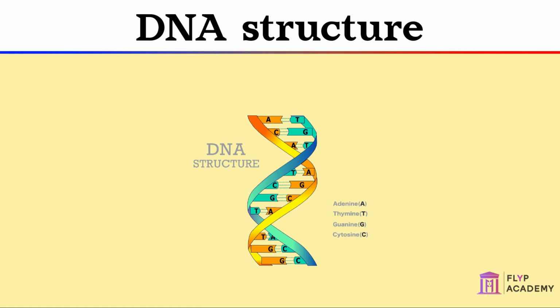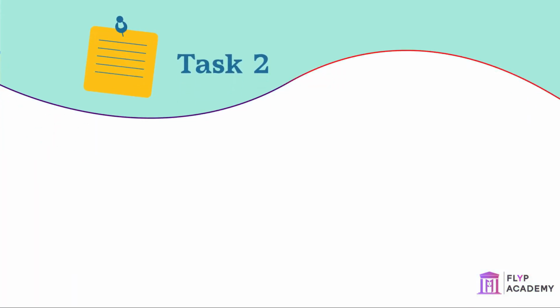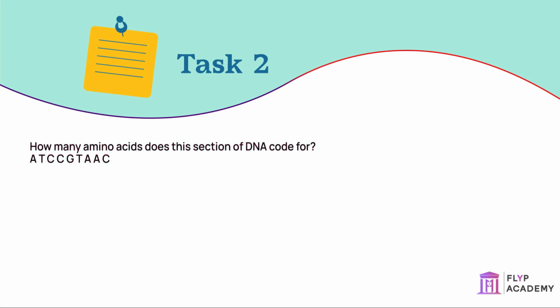The DNA base sequence codes for amino acids that make up a particular protein. It takes 3 bases to code for one amino acid. These sections of 3 bases are called codons. Task: how many amino acids does this section of DNA code for? These bases code for 3 amino acids.